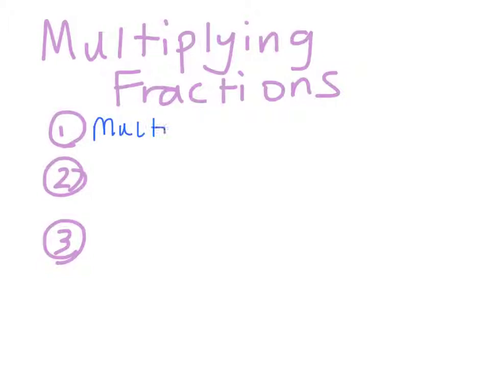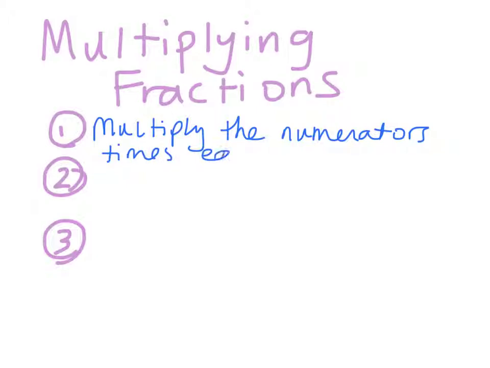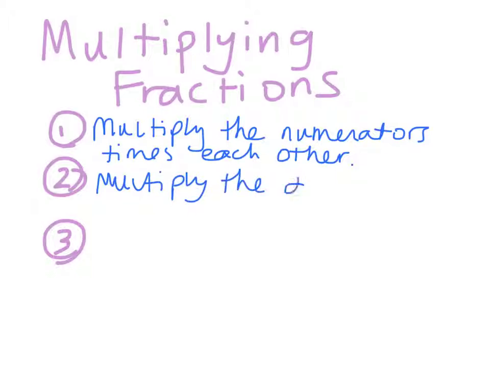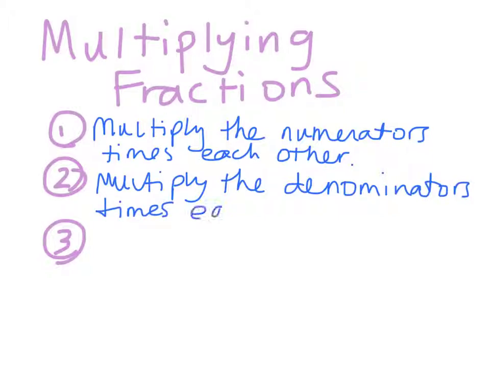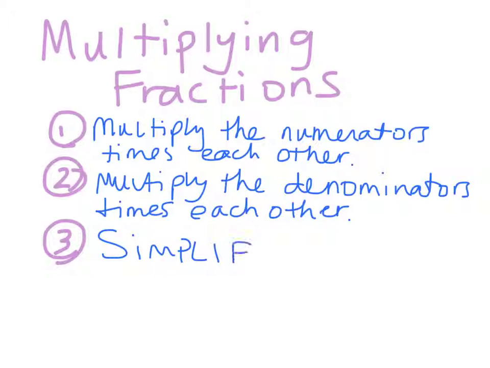We multiply the numerators times each other, and then we multiply the denominators times each other. And then we have to make sure, as with everything in fractions, that we simplify our answer. All right, simple as that.